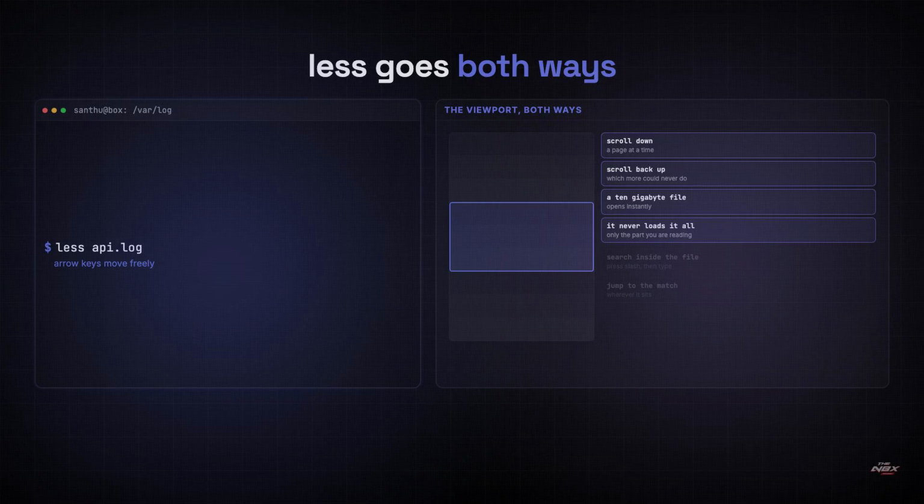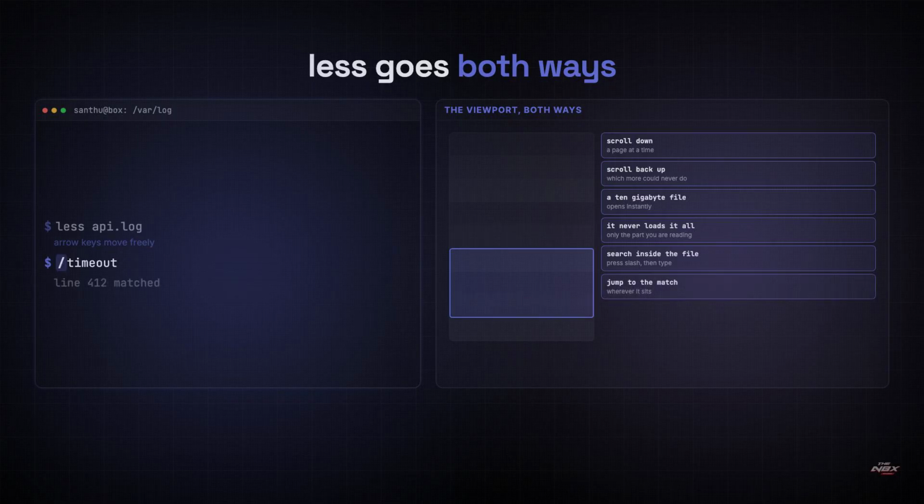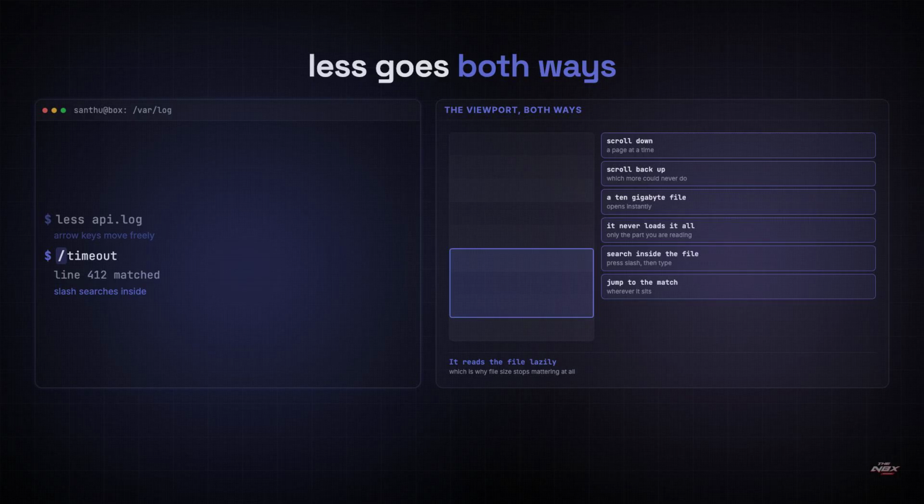And when you know roughly what you're hunting for, press / to search inside the file, and it'll jump straight to the match. Which is why file size stops mattering. Less is the reader you should reach for by default, whatever the size of the file.